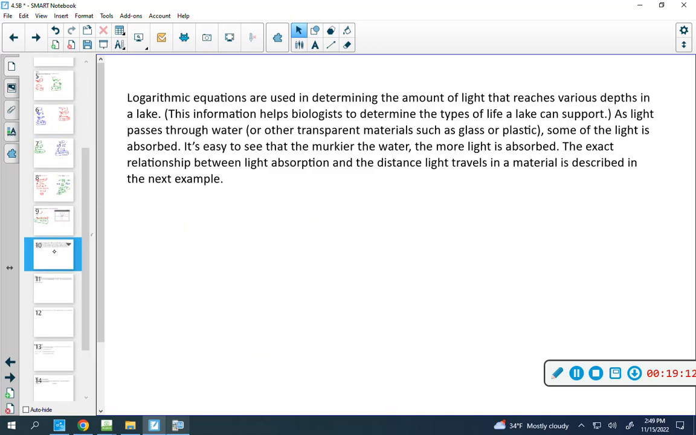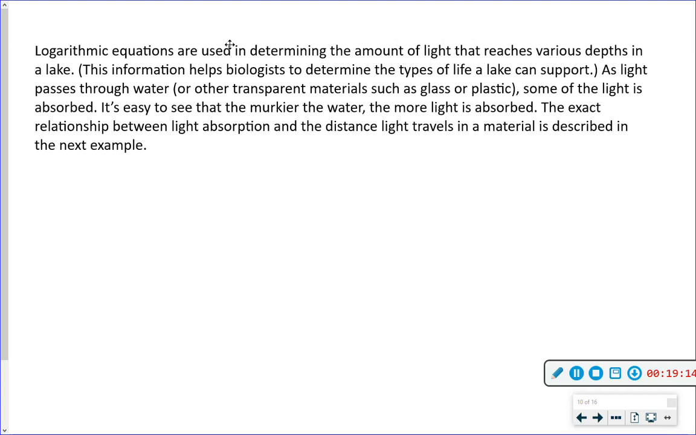Okay, let's get to the word problems. Oh, gosh, it's like reading a novel up here. Logarithmic equations are used in determining the amount of light that reaches various depths in a lake. I feel like I'm teaching science right now. This information helps biologists to determine the types of life a lake can support. As light passes through water or other transparent materials such as glass or plastic, some of the light is absorbed. It's easy to see that the murkier the water, the more light is absorbed. The exact relationship between light absorption and distance light travels is described in the next example.